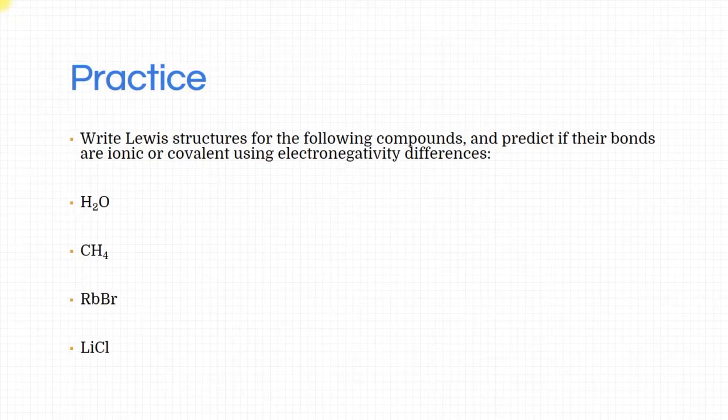Now I want you to draw Lewis structures here and predict whether their bonds are going to be ionic or covalent using electronegativity differences. This will be graded. So make sure you pause the video and you do that.